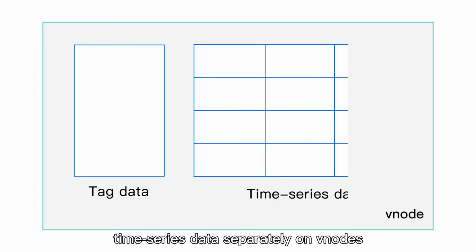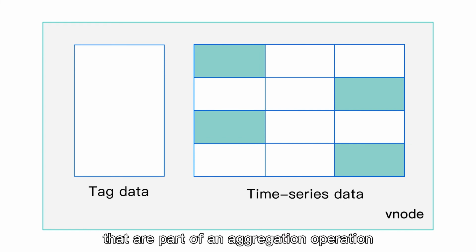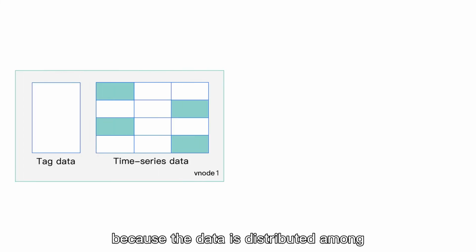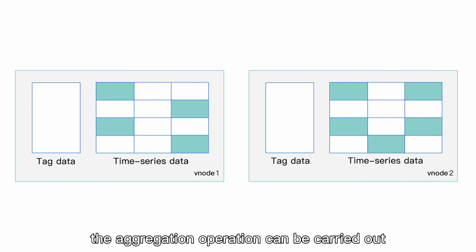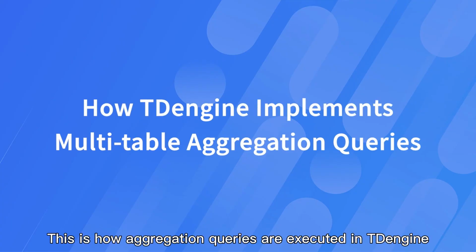Since TDengine stores tag data and time series data separately on V nodes, filtering tag data in memory and finding the set of tables that are part of an aggregation operation increases aggregation speed by reducing the volume of data to be scanned. At the same time, because the data is distributed among multiple V nodes or D nodes, the aggregation operation can be carried out concurrently on multiple V nodes, which speeds up the process further. This is how aggregation queries are executed in TDengine.